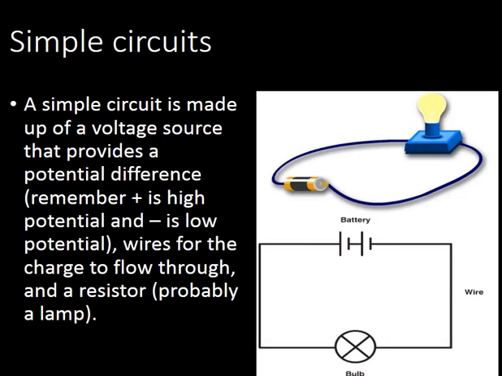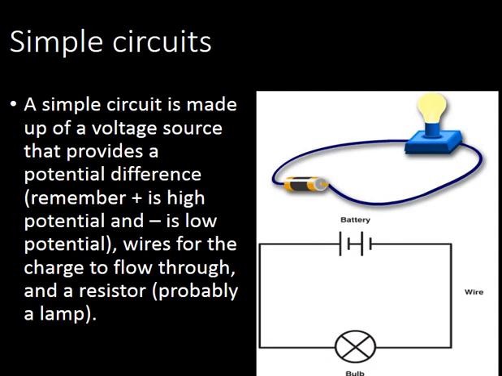The most basic circuit is what we call a simple circuit, and really it's just a battery, some wire, and a lamp or a resistor. You need to remember that the battery is the voltage source, and it provides what we call a potential difference. We talked about this yesterday. Remember that the positive end of the battery is considered to have high potential, and the negative end is considered to have low potential.